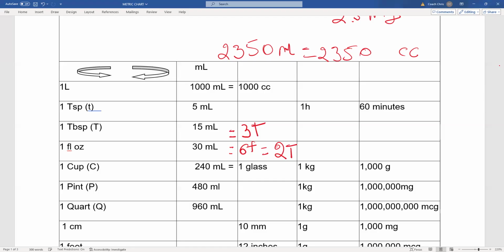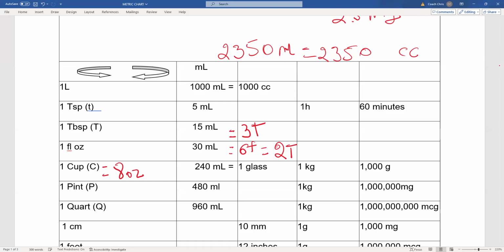So look at this. How many 30 ml can go inside of 240? How many times? 8 times. So that means 1 cup equals 8 times 30 milliliters, and 30 milliliters is the same thing as 1 fluid ounce. So we can conclude 1 cup equals 8 ounces. It's so simple. So to go from cup to ounce, you multiply by 8. From ounce back to cup, you divide by 8.